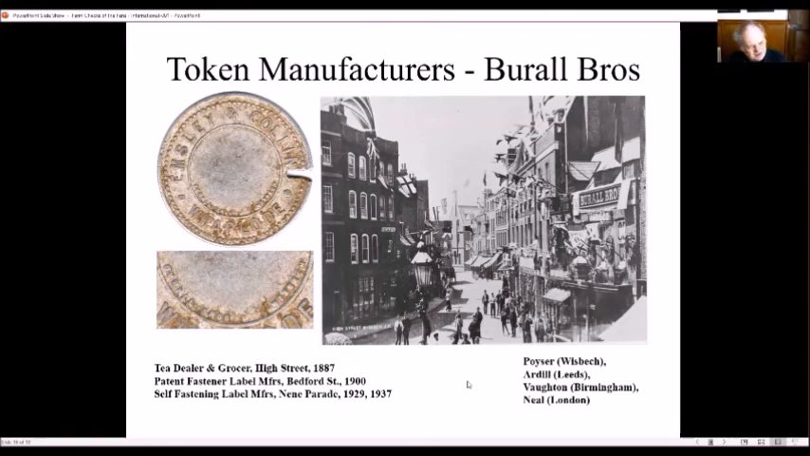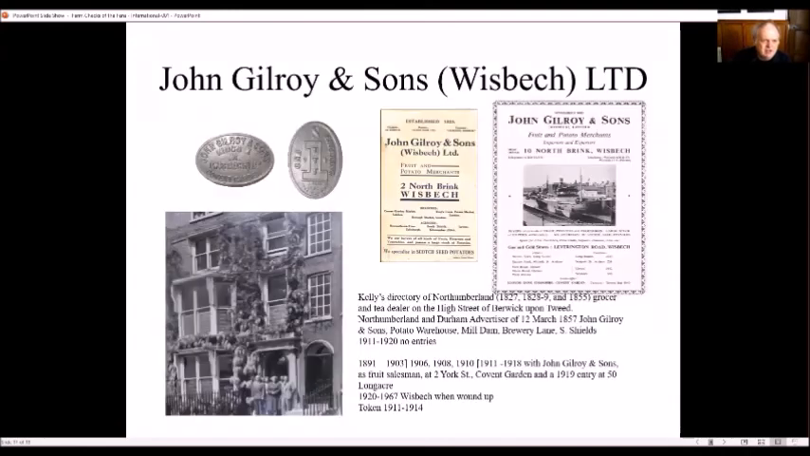Other manufacturers that are known from Wisbech are Poyser, who was a printers, and their name appears in very small print on a few of the metal-rimmed thin card tokens. Others were issued by or manufactured by Ardell of Leeds, Bolton of Birmingham, and Neil of London. These are really the three big manufacturers of metal tokens in Britain in the late 19th, early 20th century, up to the middle of the 20th century.